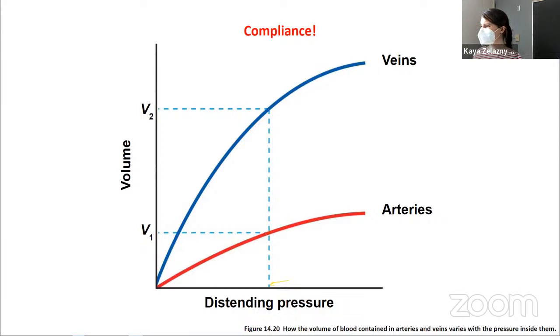Or we might read it the opposite way, for a volume. Let's look at volume 1. Volume 1 will give us a really low pressure in the vein, but as we follow it out, that same volume would create a pretty high pressure in an artery. You can think about this either way, but what we're thinking about with compliance is this trade-off between pressure and volume. How much pressure does adding some volume create? In an artery, it's a lot. In a vein, it's not very much.